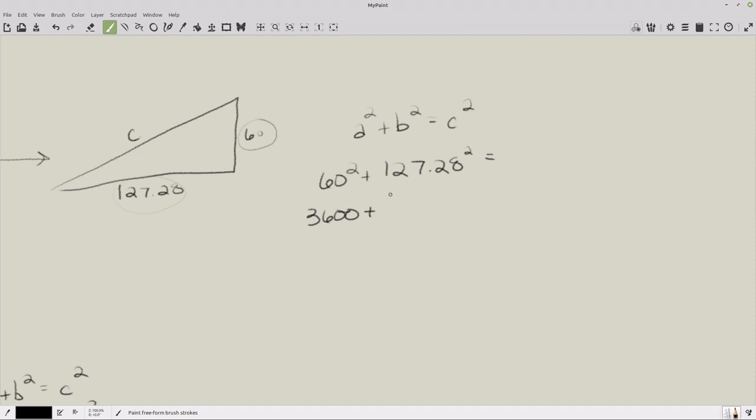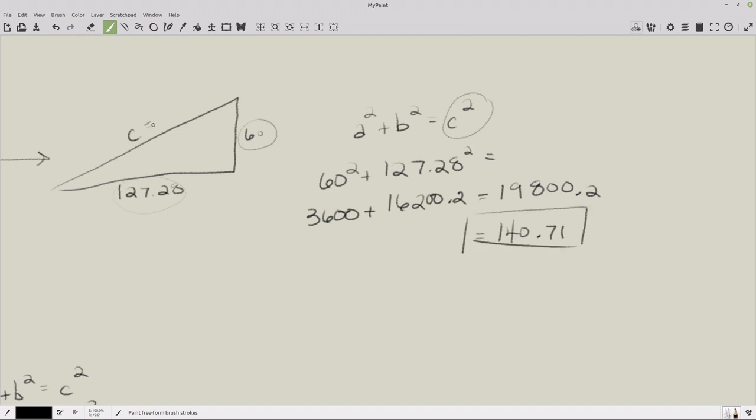That's 16,200.2. Okay, let's add those up. 3600. That's going to equal 1980.2. But I need this solved for c squared, right? So I need to actually find the square root of that. So the square root of that is, let's do it. Square root equals 140.71. Okay, there's my side.